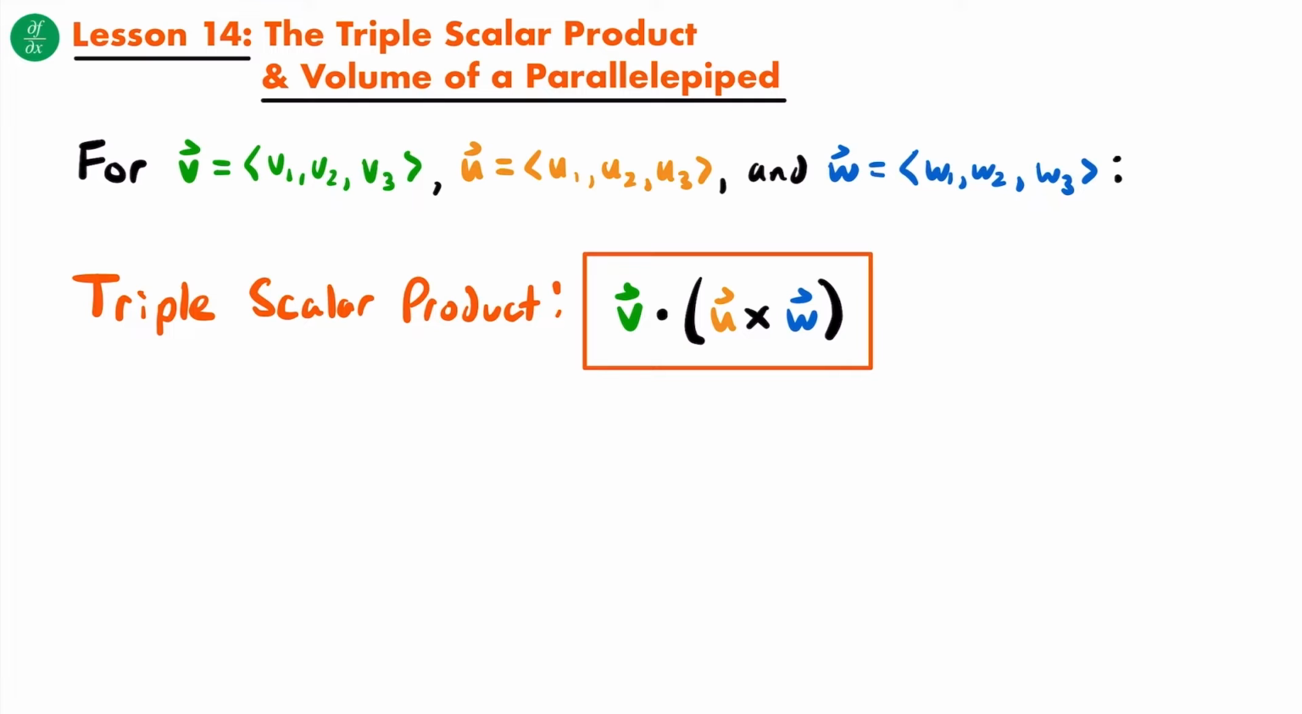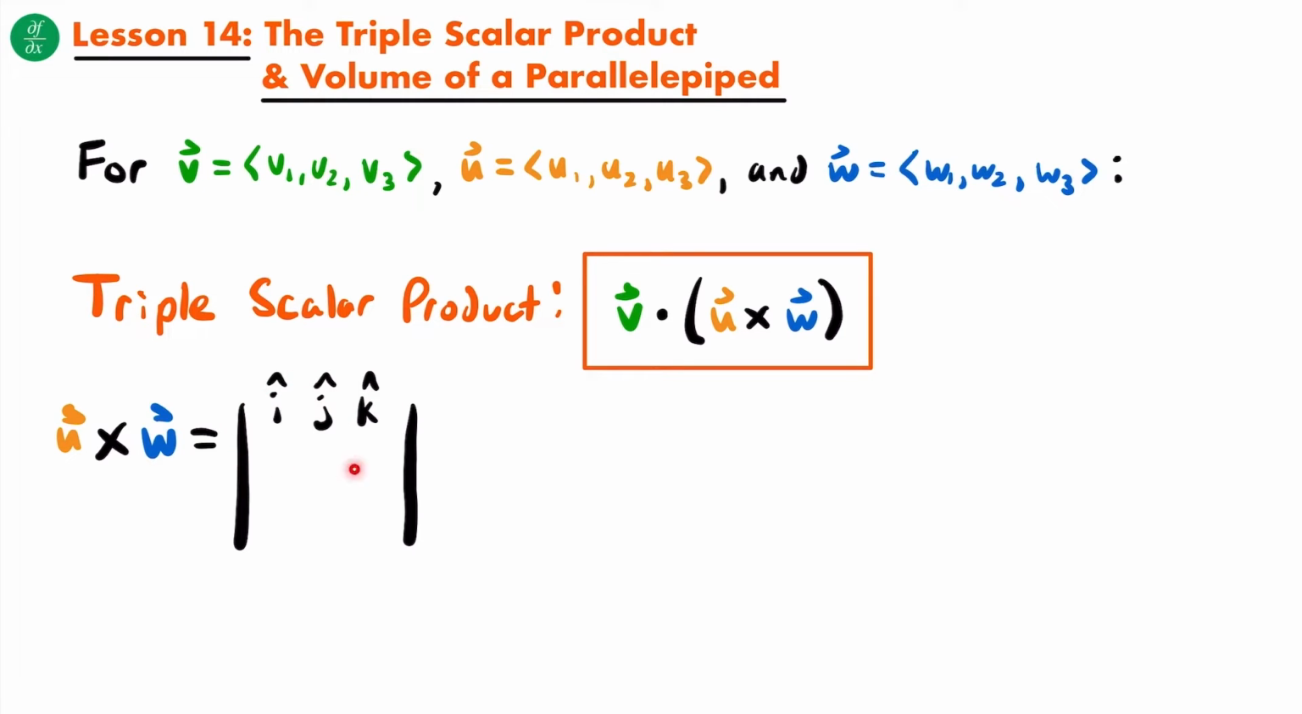The first thing I want to do is take a look at this cross product between vector u and vector w. Vector u cross vector w is equal to the determinant of a 3x3 matrix, where we have i, j, and k, our standard unit vectors, in the first row. The second row will be the components of vector u, and the third row will be the components of vector w. So we'll have u1, u2, u3, and then w1, w2, and w3.